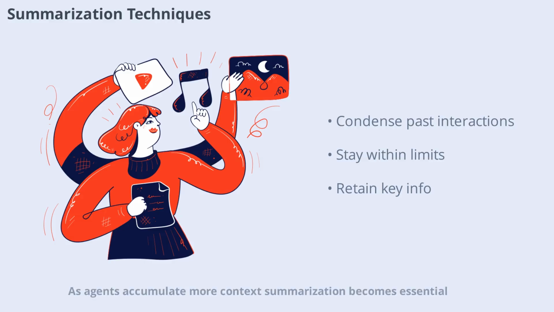As agents accumulate more context, summarization becomes essential. By condensing past interactions into concise summaries, agents can stay within context window limits while retaining important information. This technique helps maintain performance and relevance in long-running conversations.